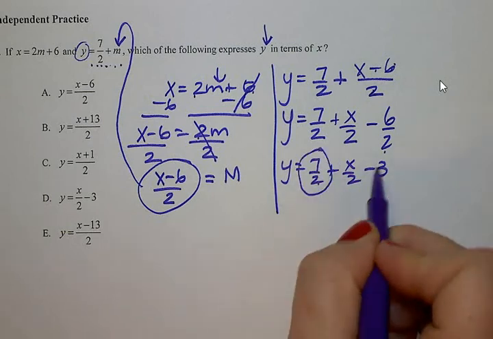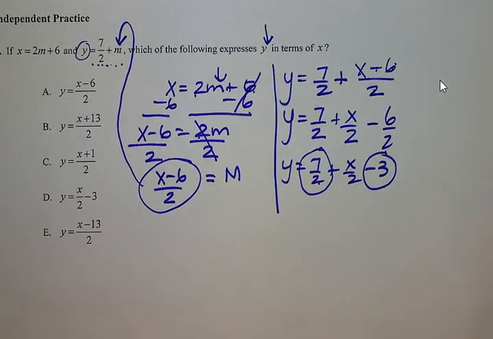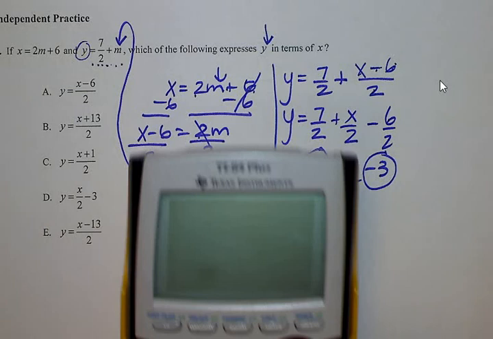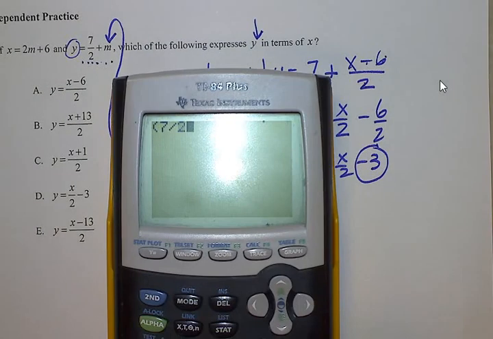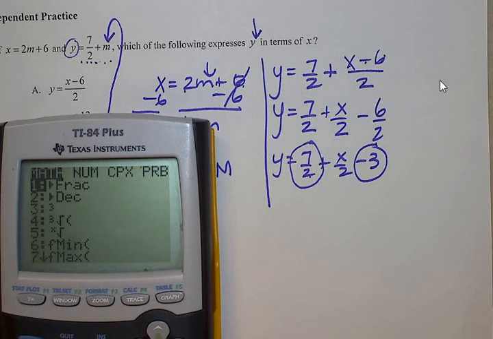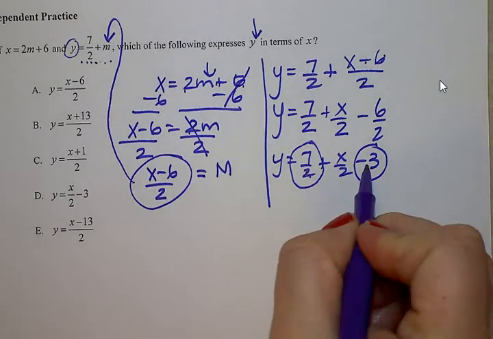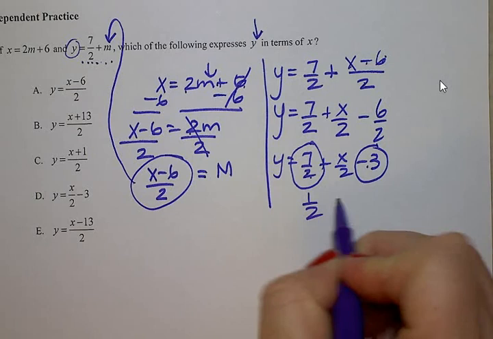These 2 terms do not contain an x, so I'm going to use the calculator to combine them. Make sure to use parentheses. 7 divided by 2, subtract 3. I'm going to turn it back into a fraction by hitting the button that says math. Fraction is highlighted. Press enter twice. It turns it into 1/2. These 2 quantities combine and equal 1/2.